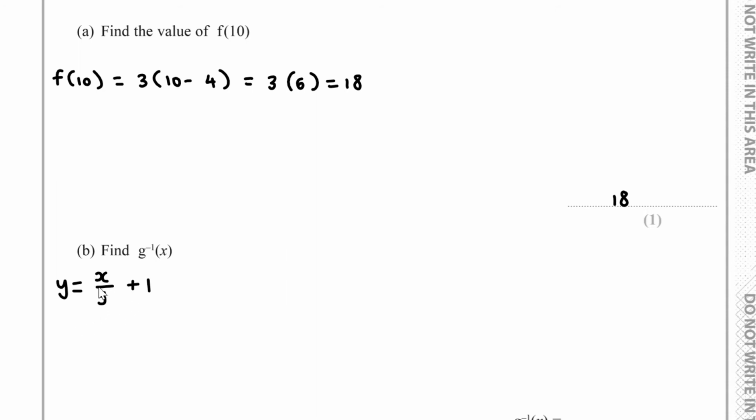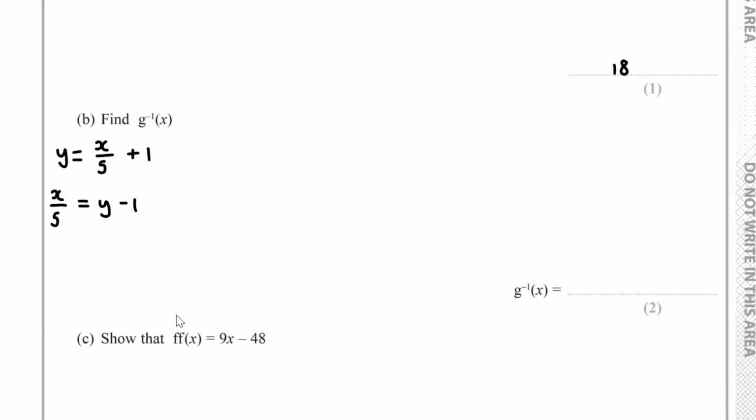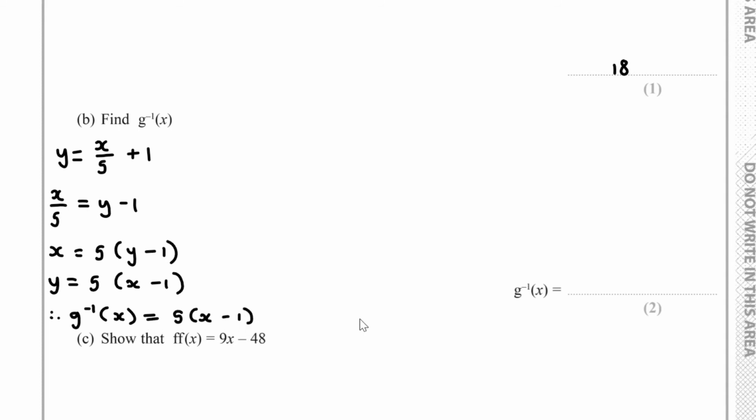So if we do that, first of all, we need to subtract 1 from both sides. So we have x over 5 equals y minus 1. And if I multiply through by 5, x is equal to 5 lots of y minus 1. And now if we swap the x and y's, we have y equals 5 lots of x minus 1. And therefore, if we replace the y with the inverse of g, you can see that the inverse of g is equal to 5 lots of x minus 1. So we have 5 lots of x minus 1.